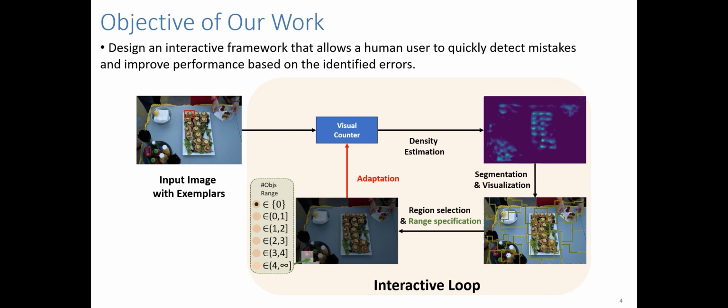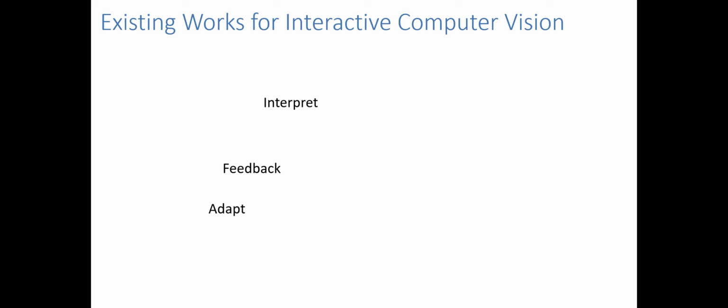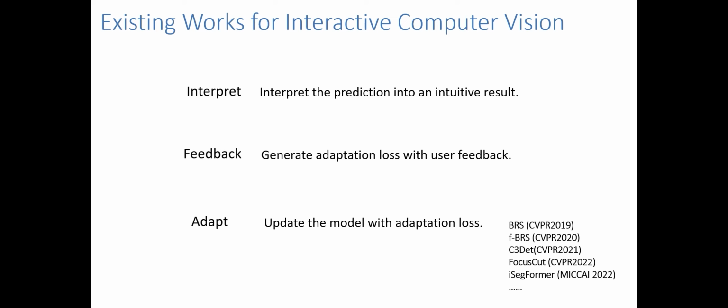Recognizing the challenges in existing visual counting works, we introduce an interactive framework designed to leverage user feedback for enhancing the accuracy and performance of the visual counter. The proposed framework allows a human user to quickly detect mistakes and improve performance based on the identified errors. As illustrated in this framework, an interactive computer vision system comprises three critical components: results interpretation, feedback collection, and model adaptation. Contrary to tasks such as object detection or segmentation, designing these three components for visual counting presents unique challenges.